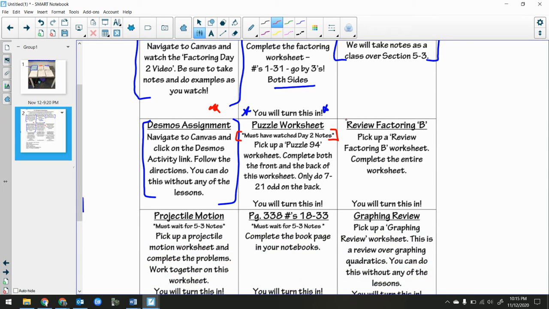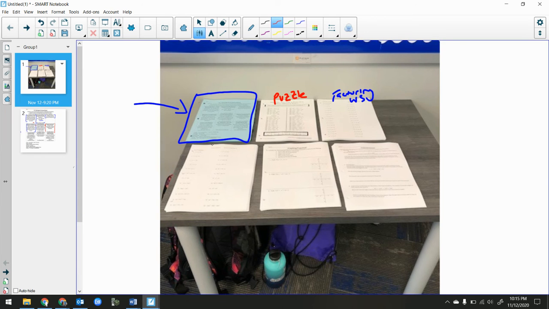The review Factoring B, you can do this right now. I think you might, maybe wait a little bit. I'm not sure if you need a prerequisite for that one. I'd have to look at it. I don't think you do, but that's this one. This is the review Factoring B. Okay, that's the review Factoring B.